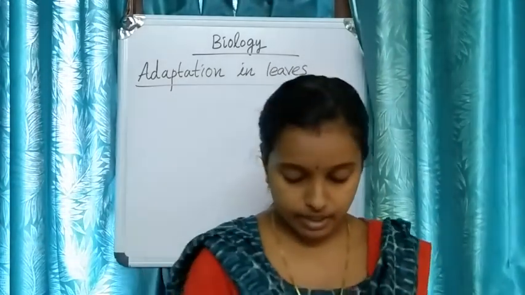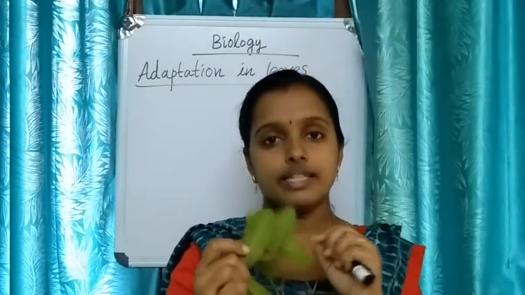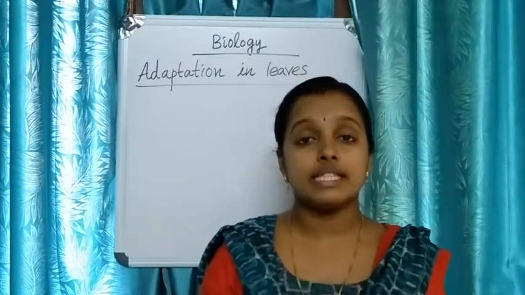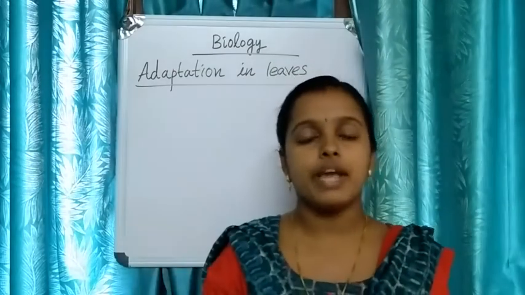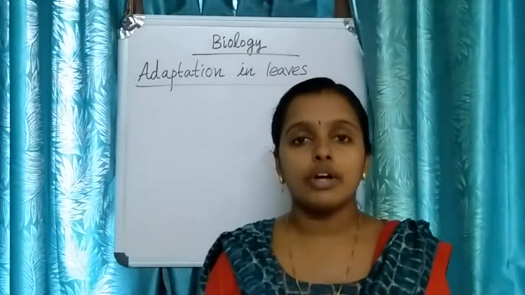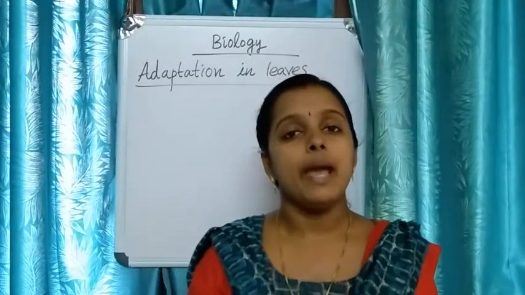Extensive vein system. Here we can see the extensive vein system in case of Ixora, and usually in all the plants there will be an extensive vein system. Vein system means veins, veinlets, midrib, everything will be well developed for the easy translocation of water and minerals, and also the prepared food material to different parts of the plant.